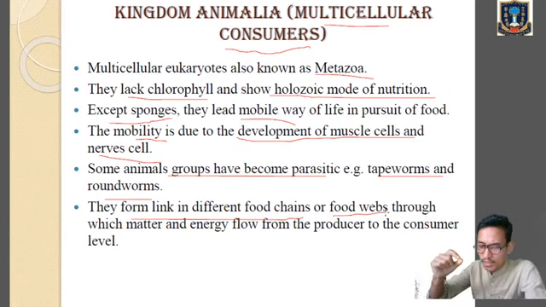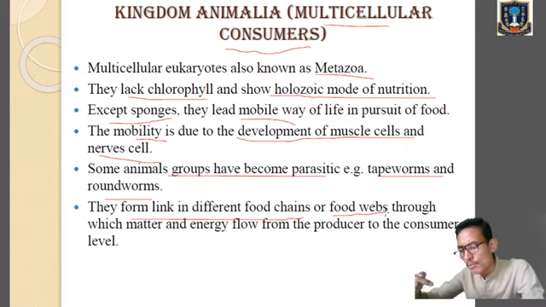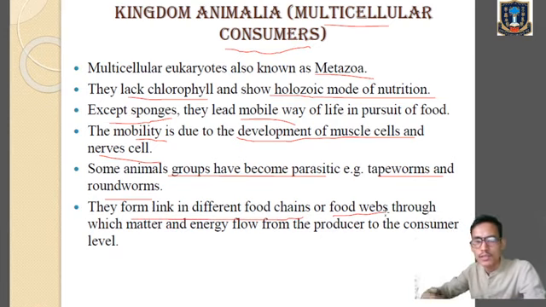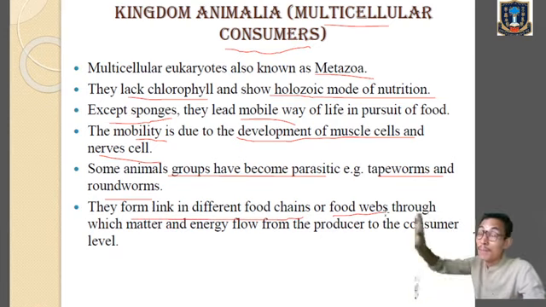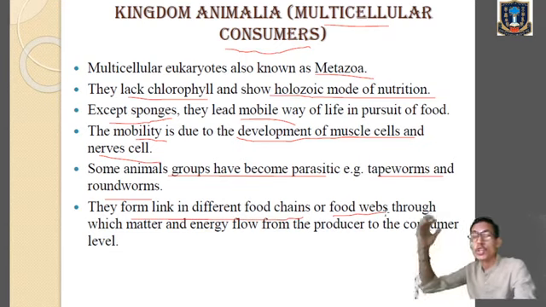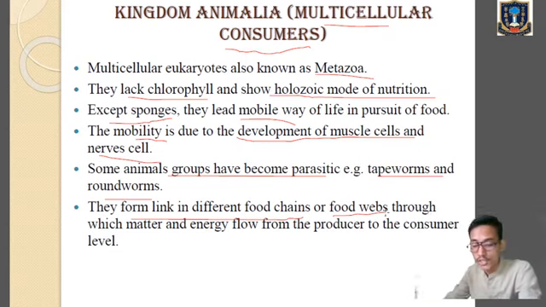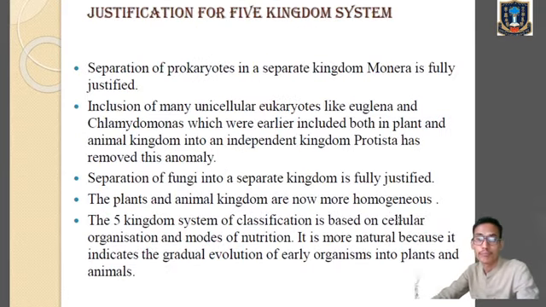This is because energy flow occurs throughout the food chain. The energy is produced by the producers, the green plants, and from the green plants the energy is transferred to the primary consumer, then to the secondary consumer, then to the tertiary consumer, and then you have the apex predator at the top. So the energy flows from the producer to the consumer. That's why they form a link in the food chain or food web.